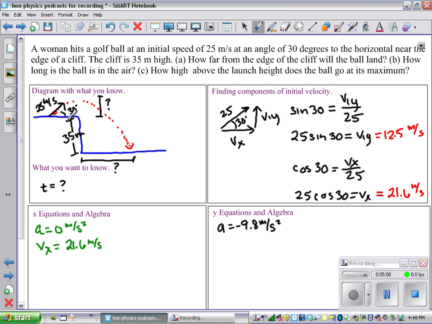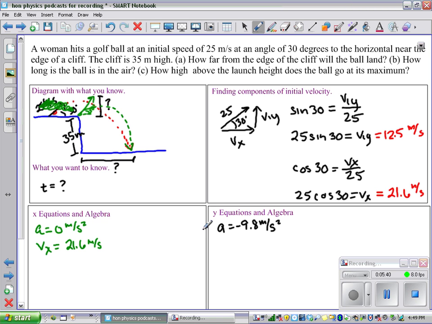Oops, this says the edge of the cliff, so the cliff is actually right here. The ball is actually launching from right here, so there's not an extra x distance. So it actually kind of goes like this. There we go. Sorry about that. And we don't know anything about time, and we don't know anything about distance, so we're going to have to move on. We got nothing over here.